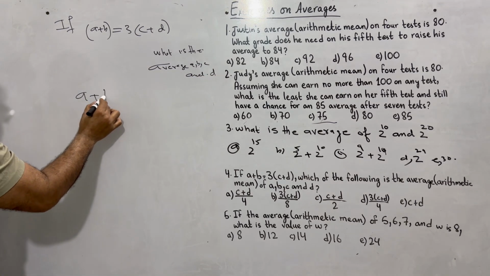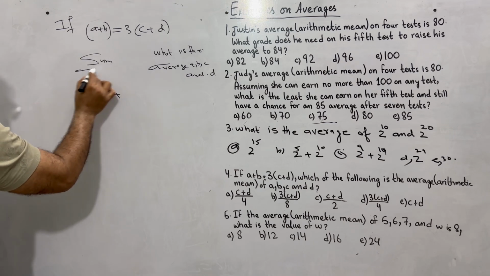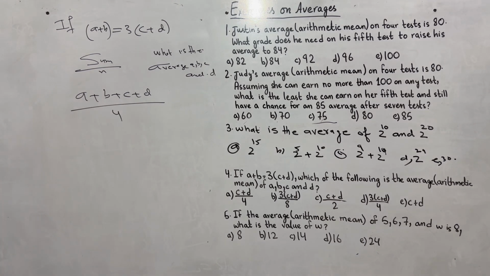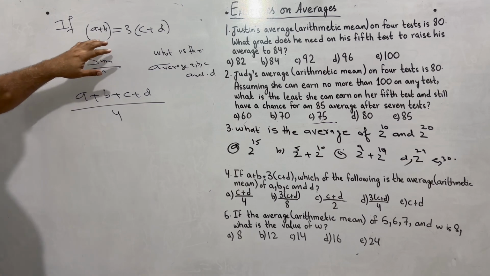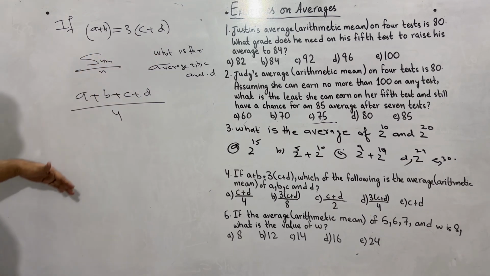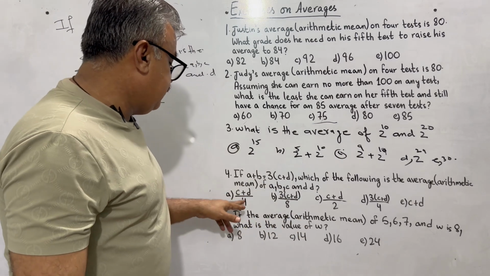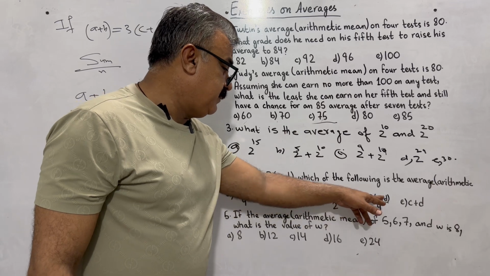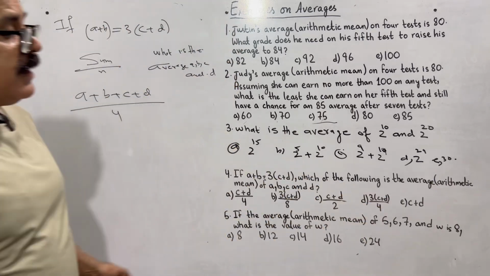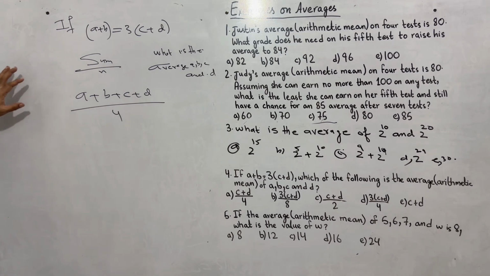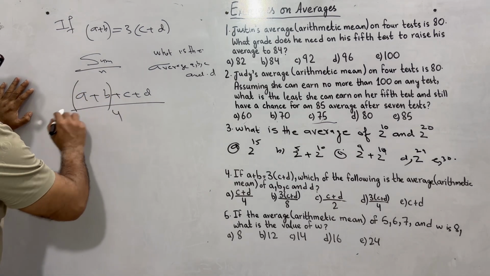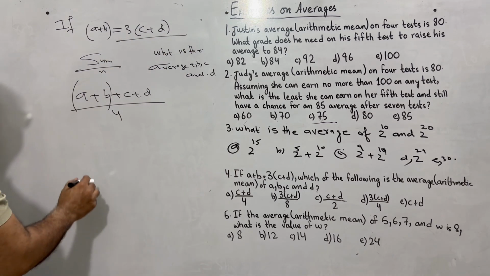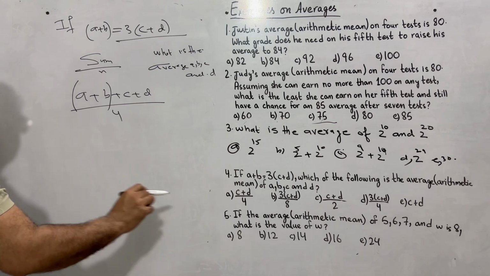Let me sum upon total numbers: A plus B plus C plus D divided by 4. I have this. Then utilize the given fact, A plus B is equal to 3 times C plus D. If you get a glimpse of the options, overall answers are in C plus D. Therefore, we are compelled to replace A plus B by 3 times C plus D by virtue of the presence of the options. They are all in C plus D.